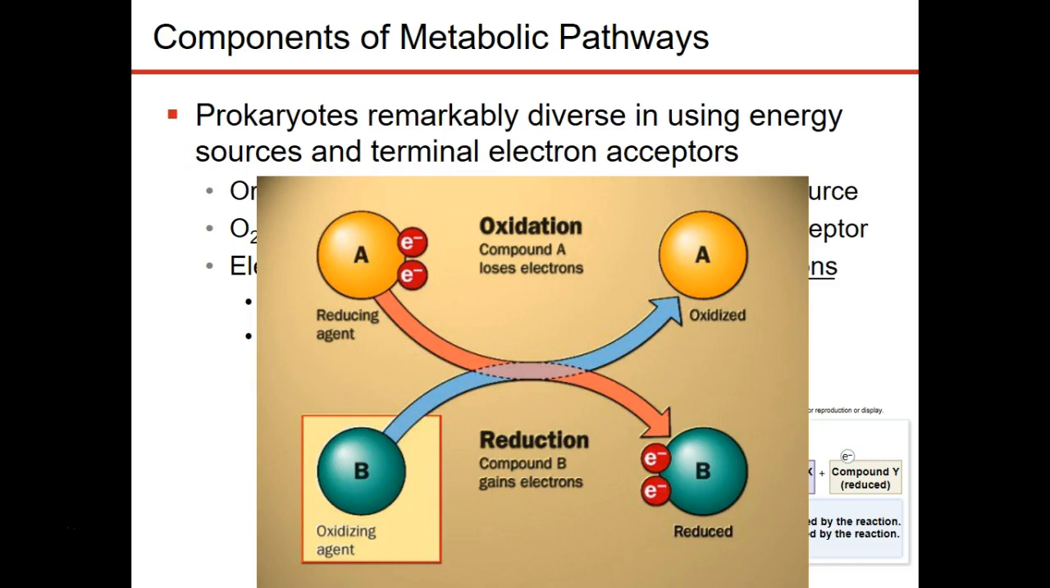One more term I like to talk about before we get into the different metabolic pathways, and this is oxidation and reduction. So prokaryotic organisms use a lot of different energy sources, and the electron acceptor, the terminal acceptor of electrons and hydrogens, will depend on the type of organism that is producing the energy. So if you're an aerobic organism, you're going to use oxygen as your terminal electron acceptor.